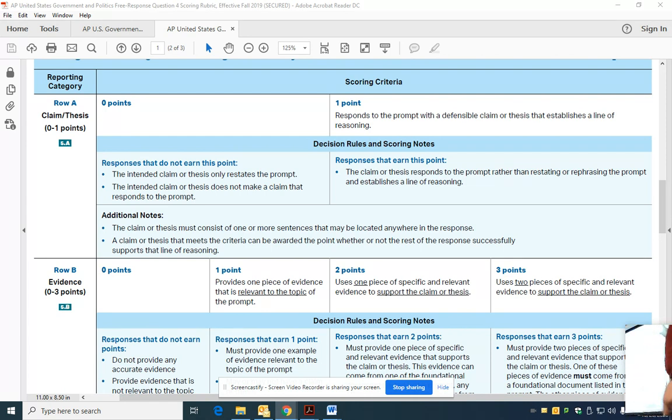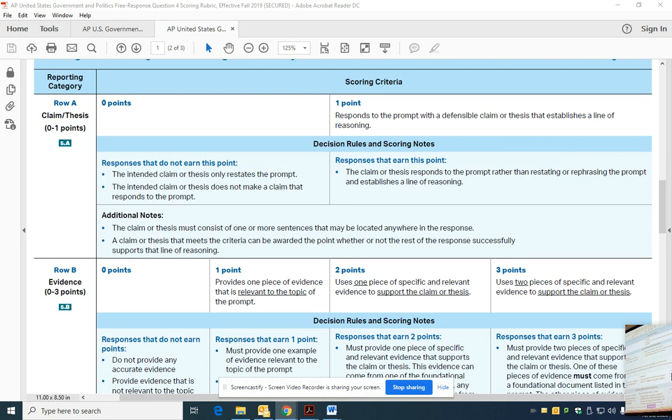Okay? This point is so important on the free response question because if you don't get this point, the most points you can get is a 1 out of 6. You don't want a 1 out of 6. You want 6 out of 6. So you have to respond to the prompt with a defensible claim, something that can be defended, or a thesis that establishes a line of reasoning. Simply restating the prompt will not get you a point.